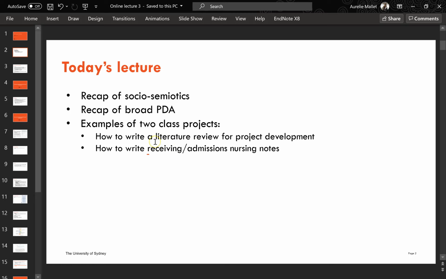In 2018, they developed a workbook to help students write a literature review on project development. And in 2017, the year before that, they developed a workbook aimed at nurses and nurses in training on how to write receiving and admission notes.